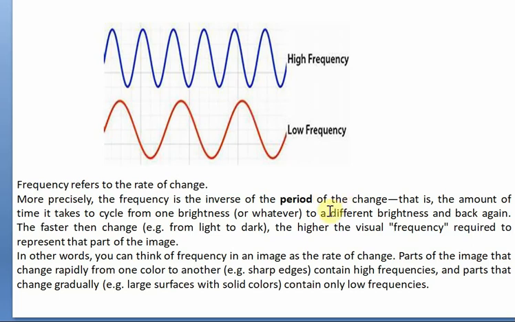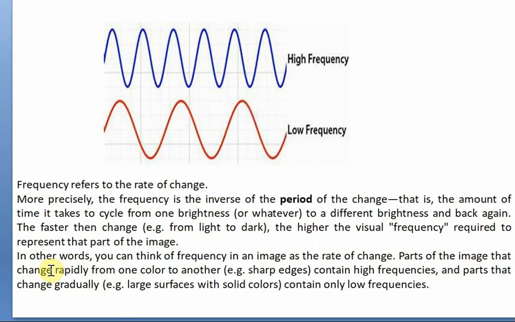For an image, the period is the amount of time it takes to cycle from one brightness to a different brightness and back again. The faster the change, the higher the frequency required to represent that part of the image. In other words, you can think of frequency in an image as the rate of change: parts of the image that change rapidly from one color to another.